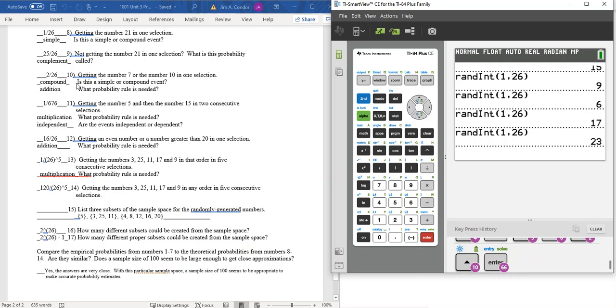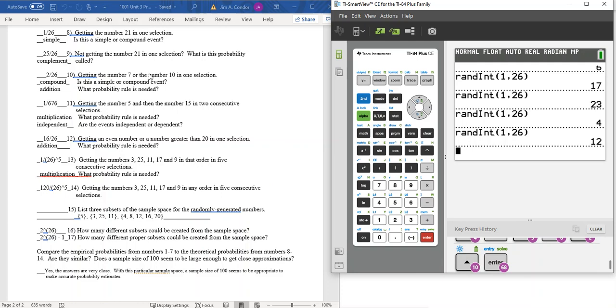All right. How about a 5 and then a 15? The odds of a 5 and then a 15. So again, that's if I hit it again, what's the odds it's going to be a 5 and a 15? Well, they're independent events. Every time I hit that button, every number has a 1 out of 26 chance of occurring. So we simply multiply. We're going to use the multiplication rule.